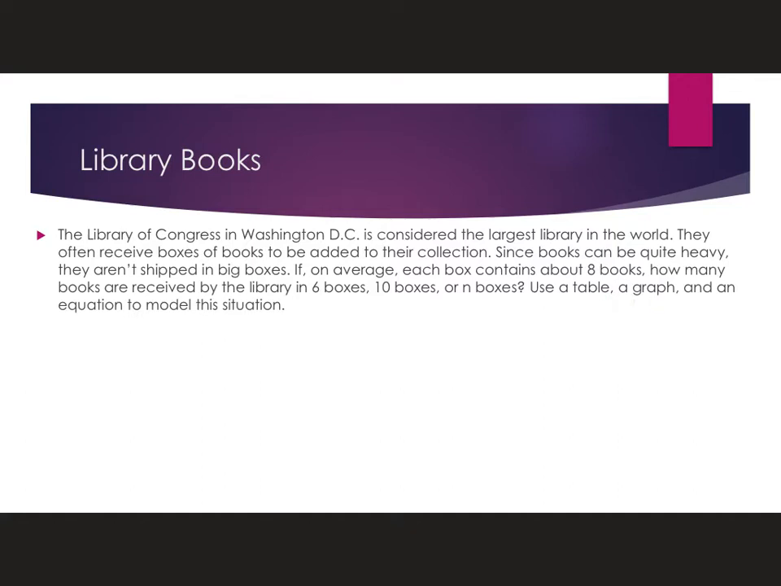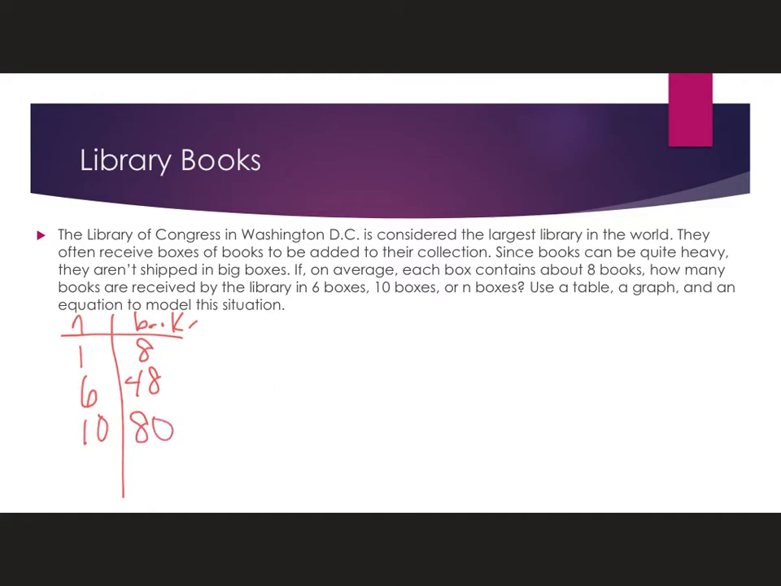So we're going to use a table, a graph, and an equation. So let's start by doing this with a table. So here's our table. This is the number of boxes, n boxes, and this is the number of books. There's 8 books per box. So in one box, they would have 8 books. In 6 boxes, they would have 6 times 8, which is 48. In 10 boxes, they would have 80.